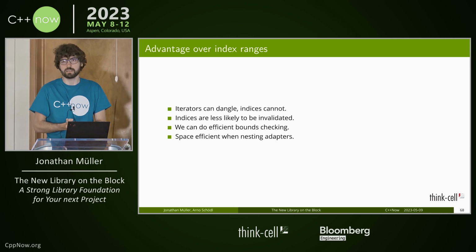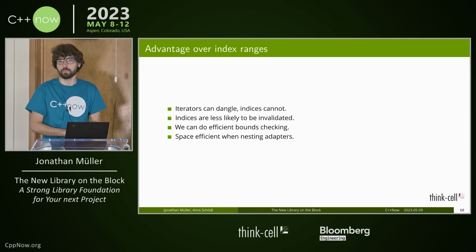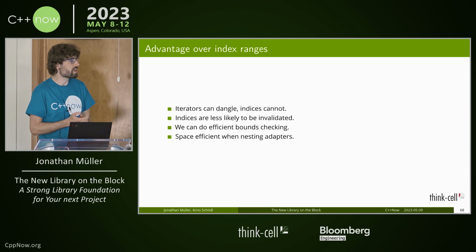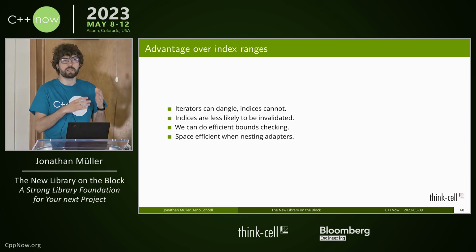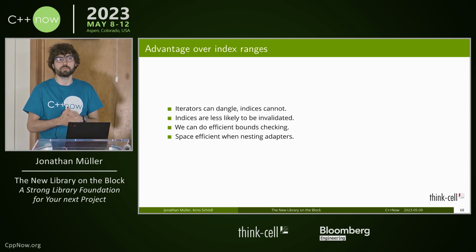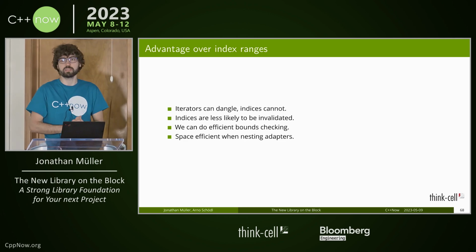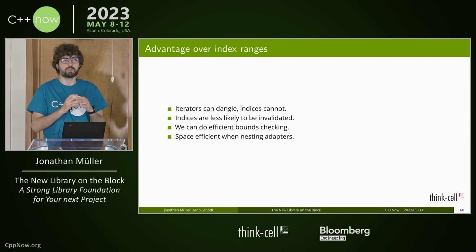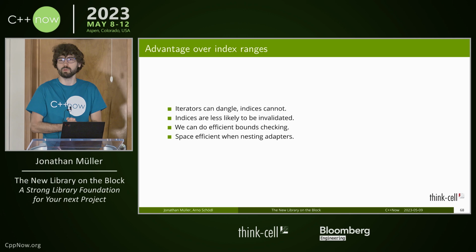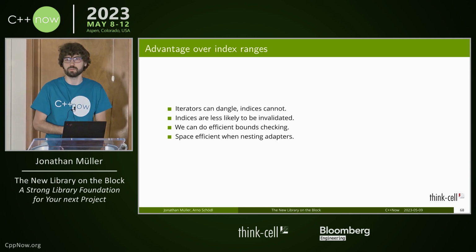Since we store indices, we can also store indices, for example, inside the stored vector instead of pointers. And they are less likely to be invalidated. So when the vector resizes, an index can stay valid, but an iterator gets invalidated. We can also do efficient bounds checking. On dereference of an index, we are inside the range anyway, so we know the entire boundary of the range and can easily ask, hey, is this index still in a valid position?